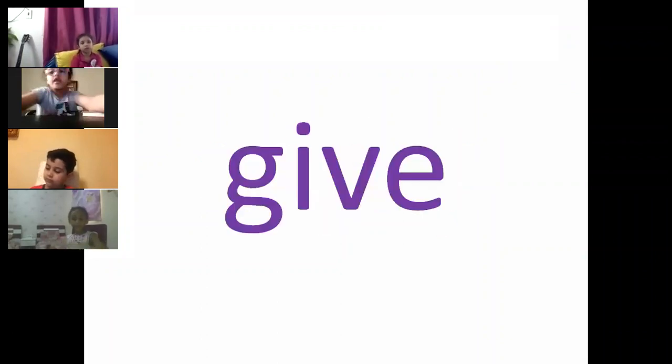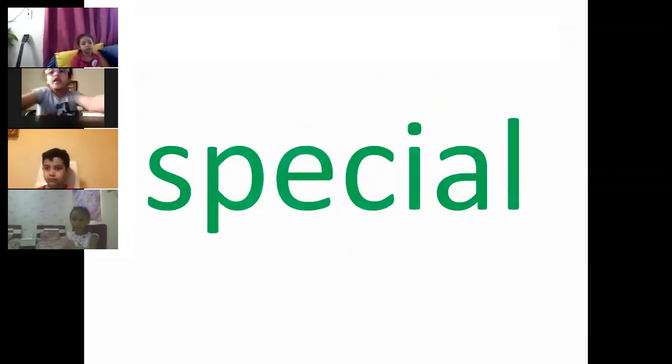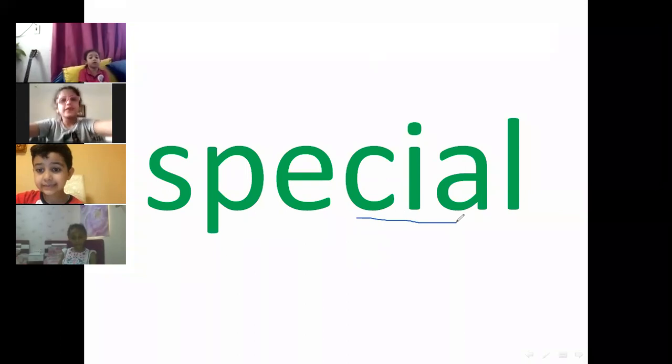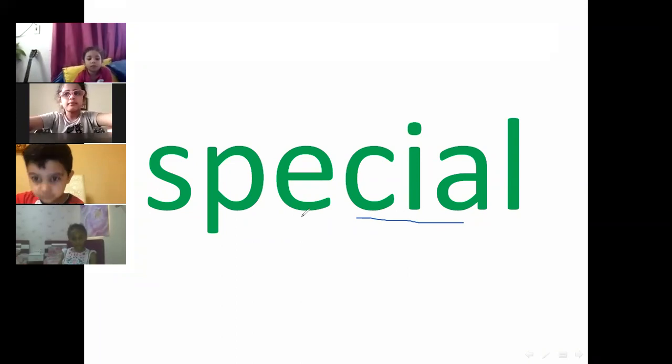Okay, now I want you to concentrate because we have special words, okay? There are vocabulary words. All of you concentrate. This word is special. Sit straight, please. Special. What is it? Special. Here we have the sound sh, but you cannot see s and h. Here we have s-i-a, but we read it special.